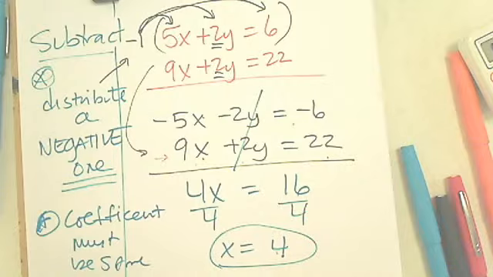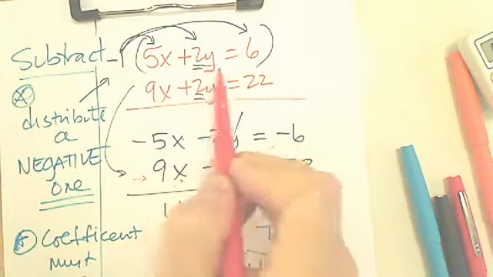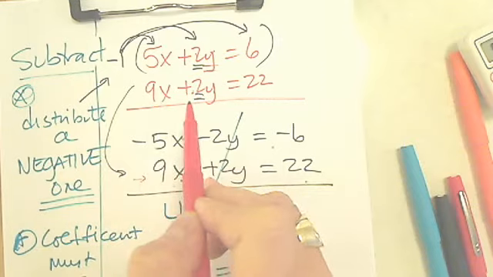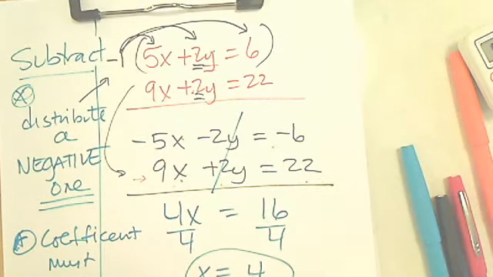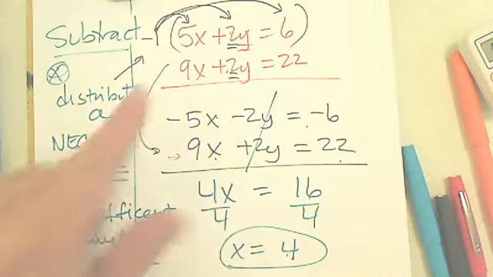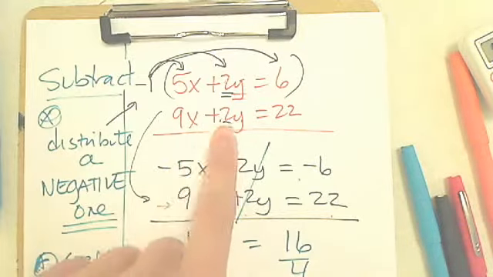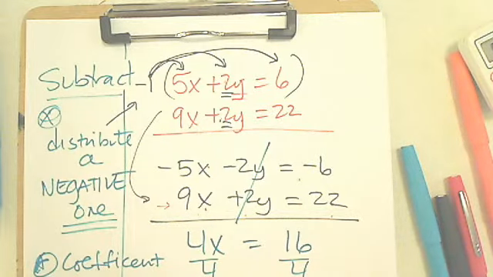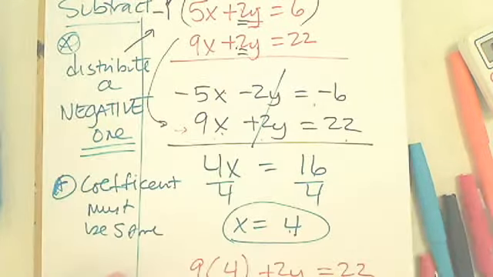Yes? On your homework? No. You have to know it. So if the coefficients are the same, 2 and 2, you want to distribute a negative 1 to get rid of one of the numbers. Yes? The whole thing. Yes. The whole thing. Well, you would not have gotten an answer because you would have gotten 14x plus 4y equals 28. Well, then what do you do next? Then you're stuck. That's a good question.